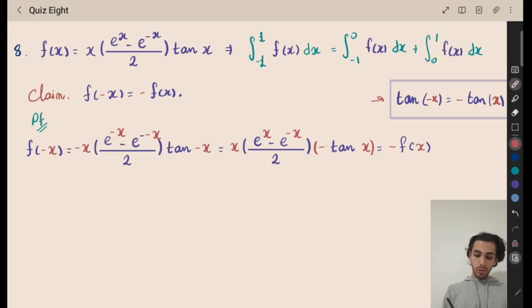And if this is true, I just get the exact same expression for f of x, but there's an extra minus. So that's where it's coming from. So I'm done with the proof. That's good.